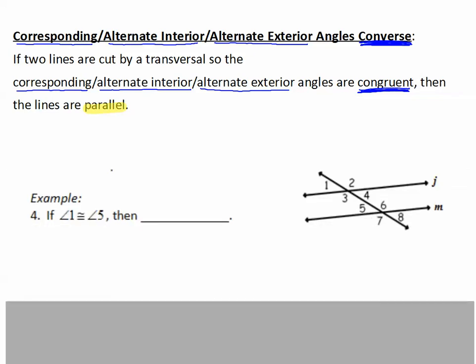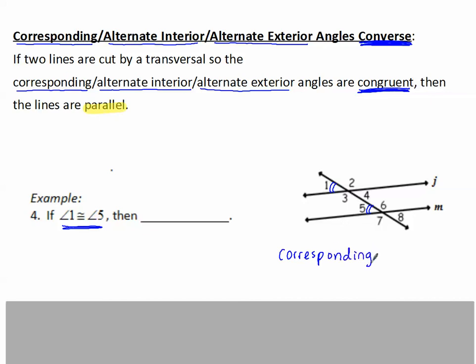So let's see how this example's worded differently. This time, notice we didn't start with parallel lines. We just went straight to the angles. If angle 1 is congruent to angle 5, let's go find those angles. I'm going to put a congruent mark in angle 1 and the same congruent mark in angle 5. Those angles are congruent. Well, notice those angles where they are in the same positions, so they are corresponding angles.